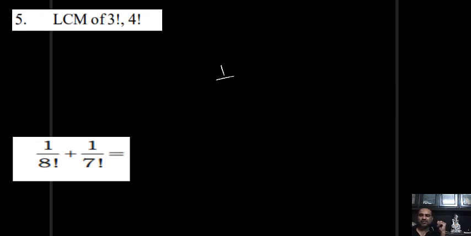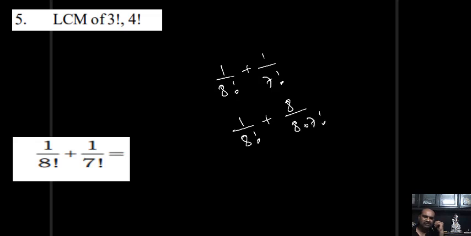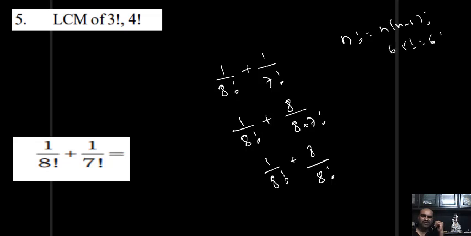Next, here 1/8! + 1/7!. We want to simplify this. I want to make both of them equal denominators. That's why this is as it is, and this I can write as 8/(8·7!). So 1/8! + 8/8!, since 8 into 7! is 8! obviously. I already explained n! means n into (n−1)!, just like 6 into 5! is 6!. Now 8! is the LCM. Now 1 plus 8, 9. Therefore the value of the expression is equal to 9/8!.